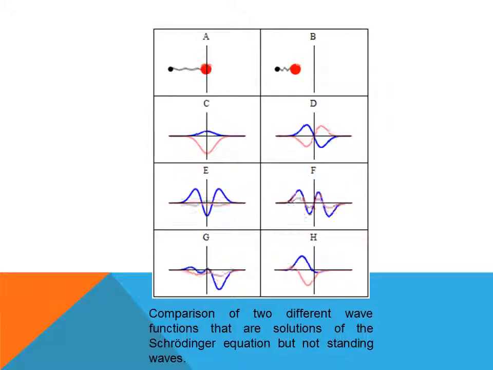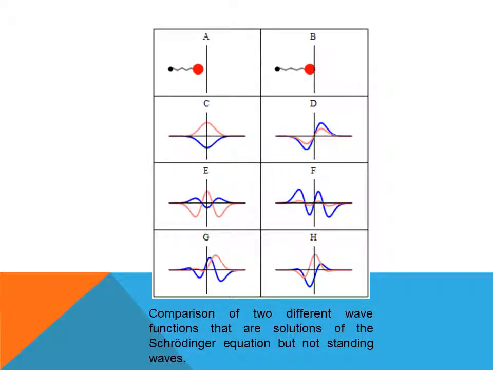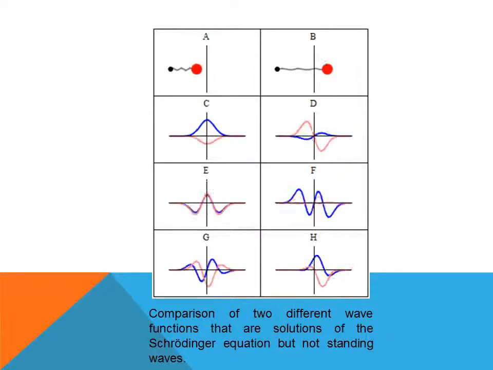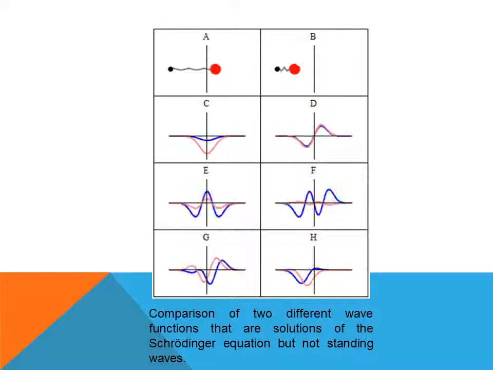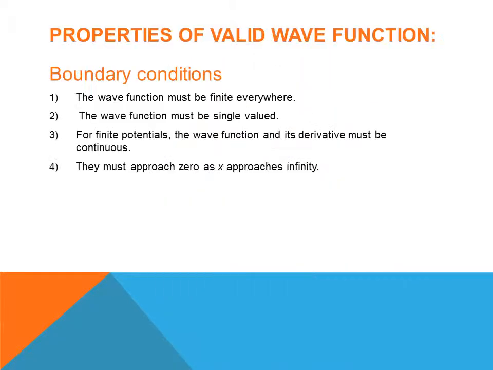Now we can see the comparison of two different wave functions that are solutions of the Schrodinger equation but not standing waves. We also see the comparison of classical and quantum harmonic oscillator conceptions for a single spinless particle.